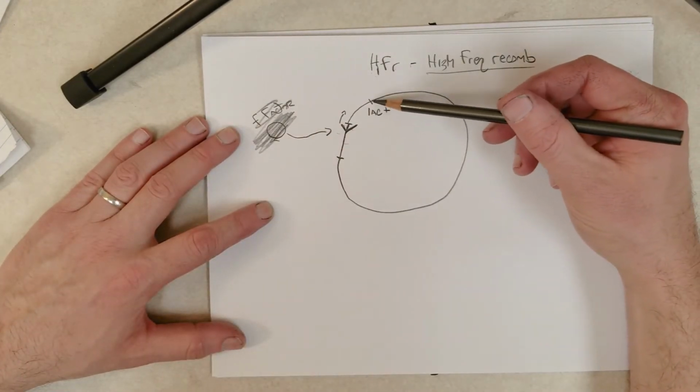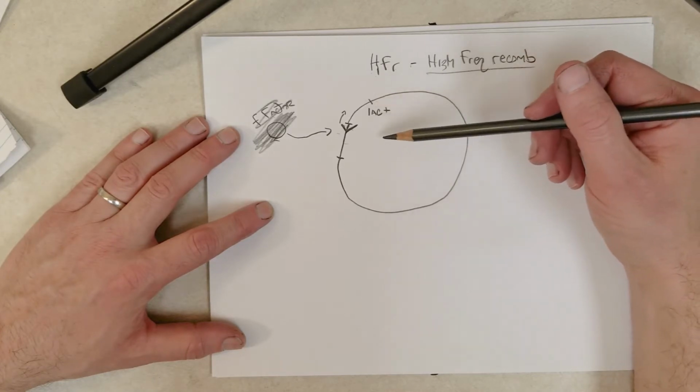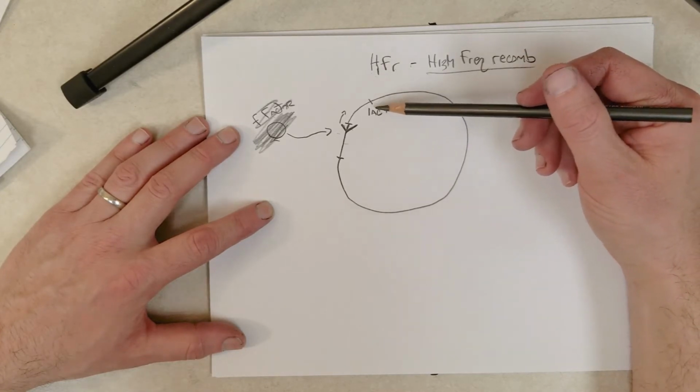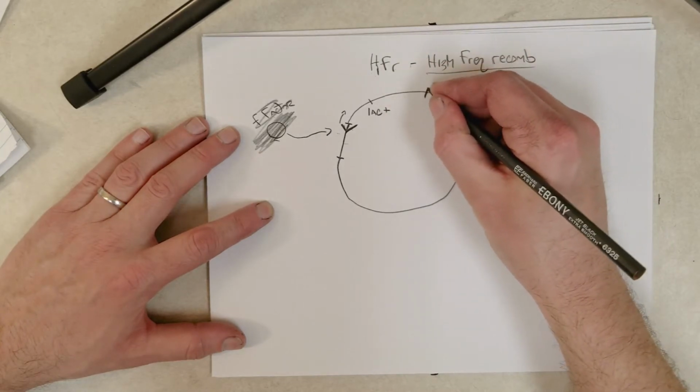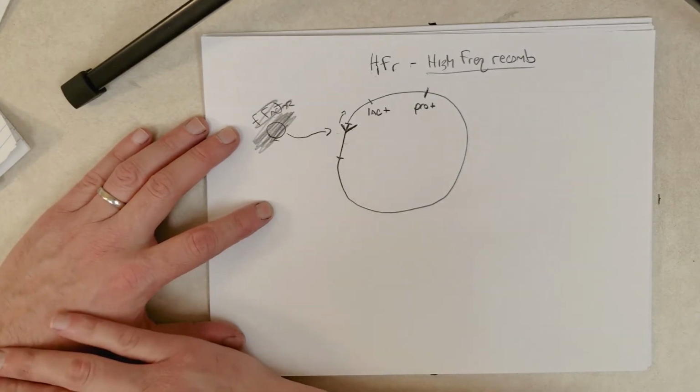What that means is, when E. coli has a functional copy of this gene, it can use lactose as a carbon source. Let's say way over here, there's another gene, pro plus, and this gene is required to make the amino acid proline.